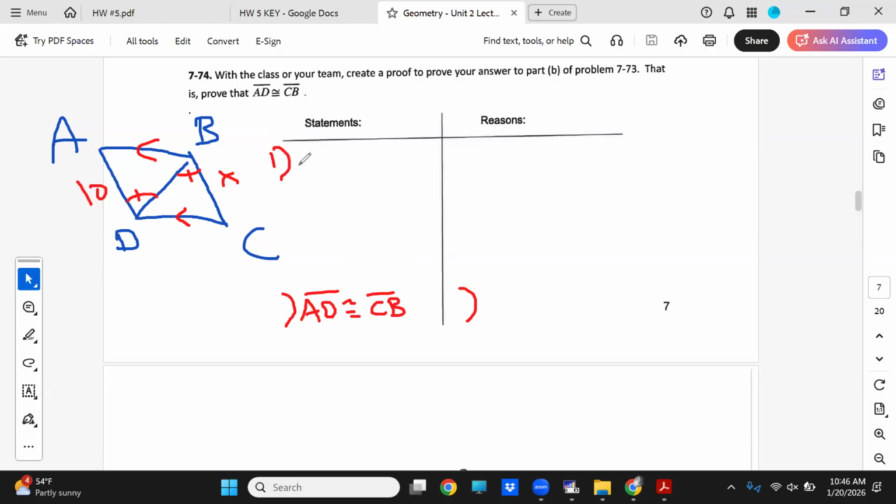We're told that AB is parallel to CD. That's given. Also, we're told that angle ADB is congruent to angle CBD.